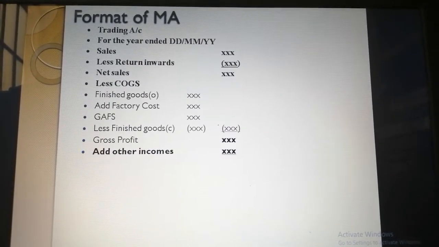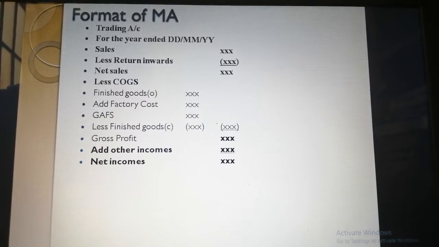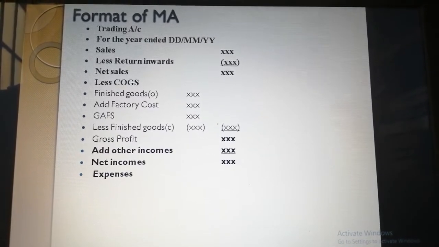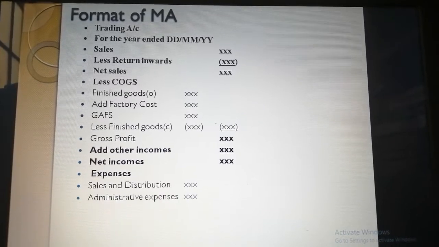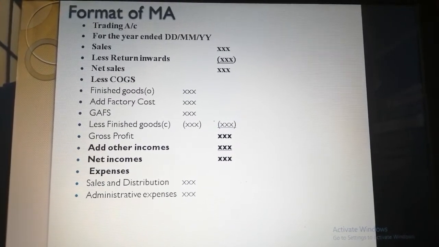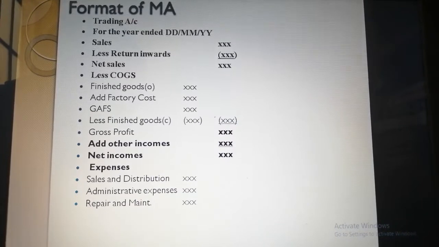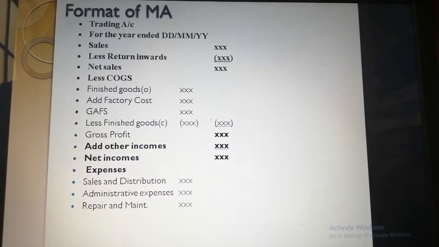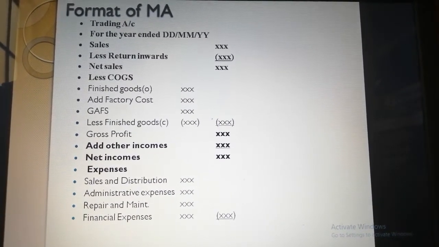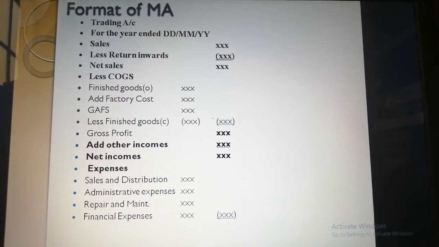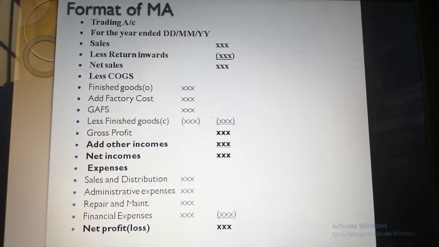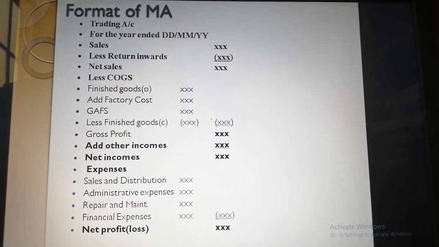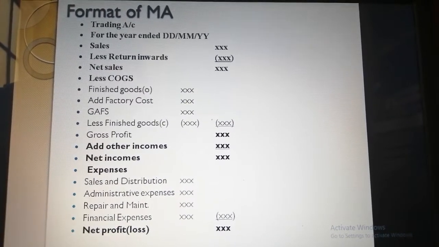Add other incomes, you get net income, then less all expenses, which can be sales and distribution expense, administrative expense, repair and maintenance expense, financial expense. Now, when you say net income minus indirect expenses, you get net profit. That brings us to the end of the formatting.